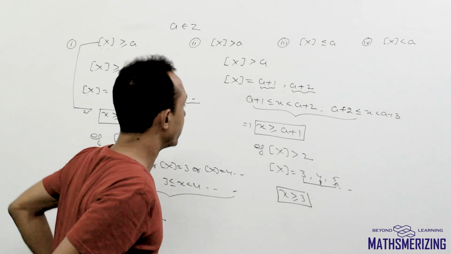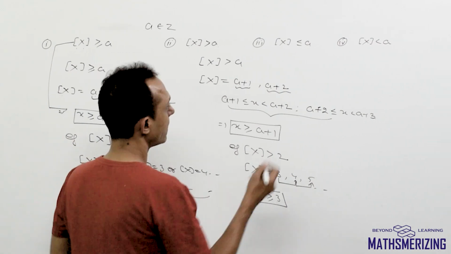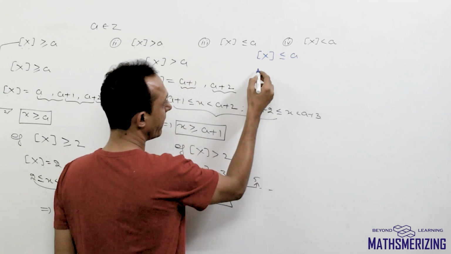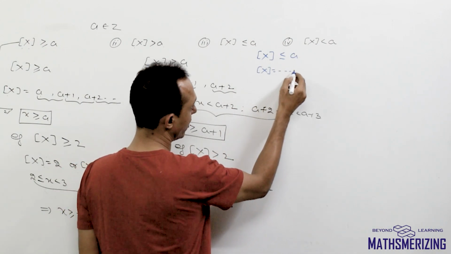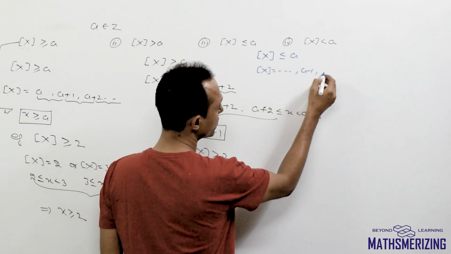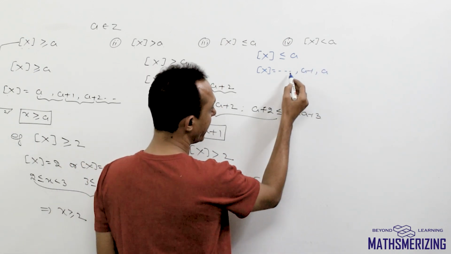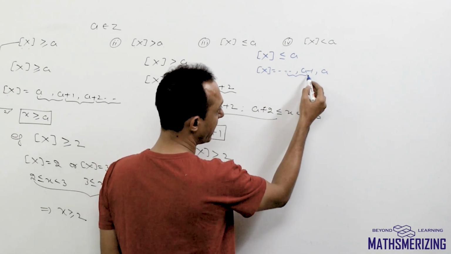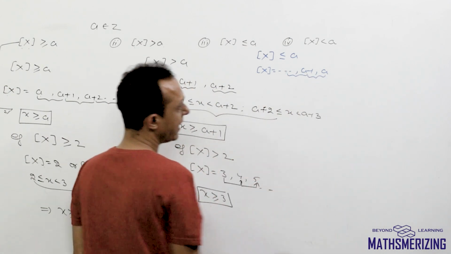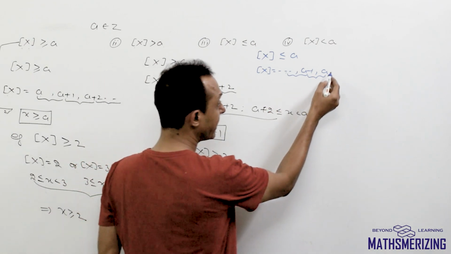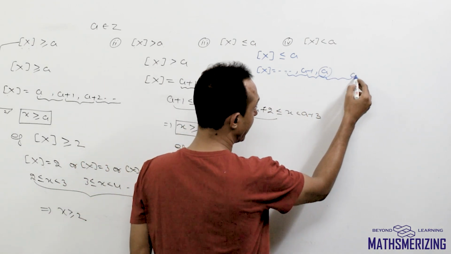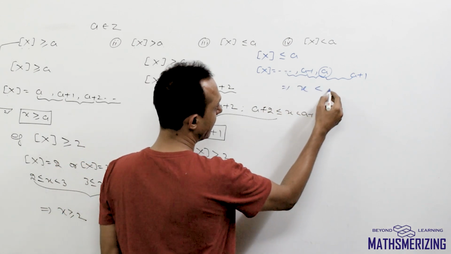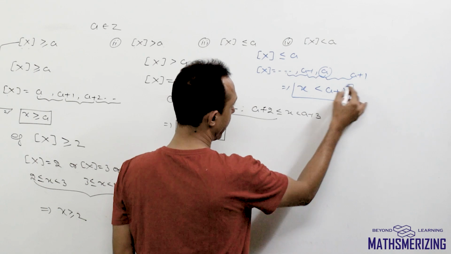Now what about the third case? In the third case, when I say greatest integer function of x is less than or equal to a, then greatest integer function of x will take all the values a minus 1 and then a. It will take the value a minus 1 when it lies between a minus 1 and a. And it will take the value a when it lies between a and a plus 1. So from here, the result I'll get is the value of x should be less than a plus 1.